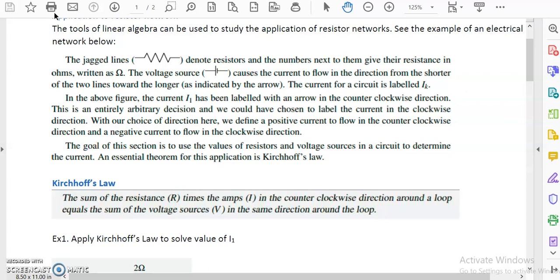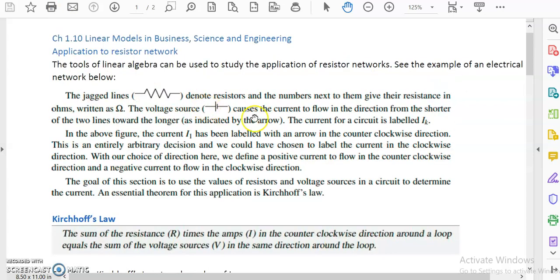We're going to use systems of equations to model some problems in science, engineering, and business. But this particular one, we want to look at its application to resistor networks. If you take physics later on, you will run into this problem, and it can be solved by the systems of equations that you have learned here.